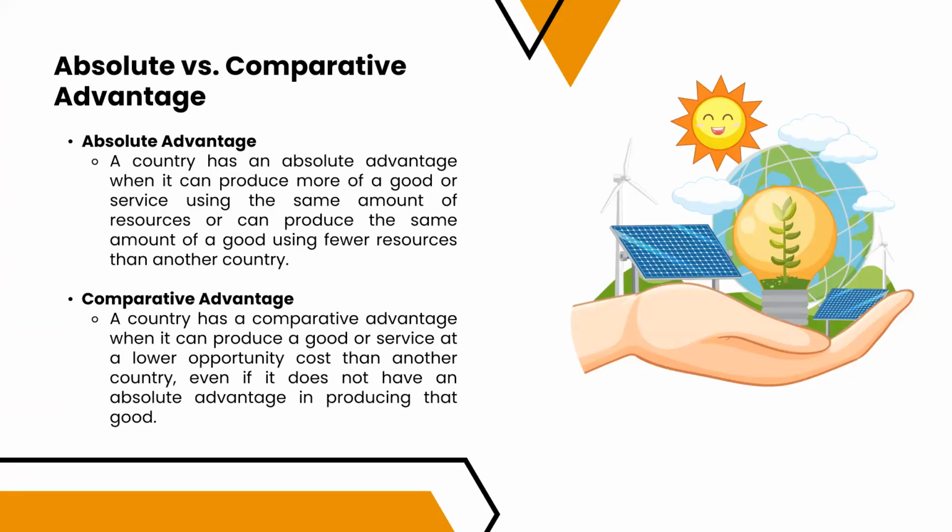Let's dive into absolute and comparative advantages. A country has an absolute advantage when it can produce more of a good or service using the same amount of resources, or can produce the same amount of a good using fewer resources. Absolute advantage focuses on productivity and efficiency. It is about being the best at producing a good compared to others.